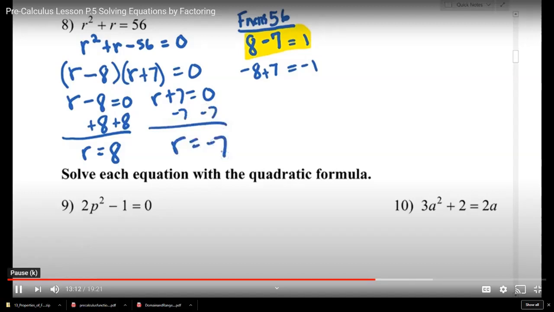Negative 7. There's a mistake here. It should have been plus 8. And this is r minus 7. So this is r plus 8, and this is r minus 7. So we're actually subtracting 8 from both sides, so our first answer is negative 8. And we're actually adding 7 to both sides. So r is equal to 7.